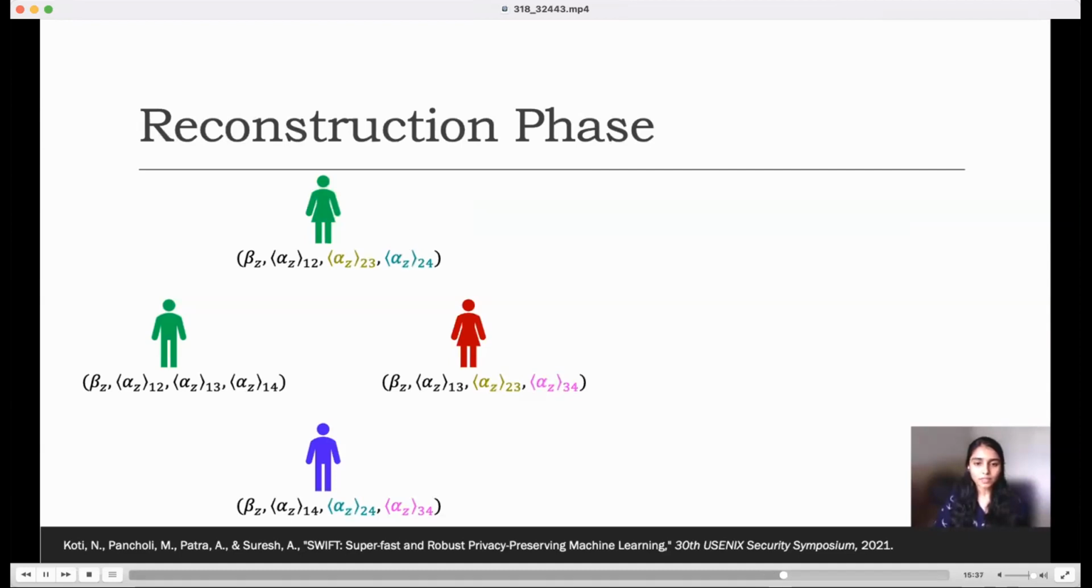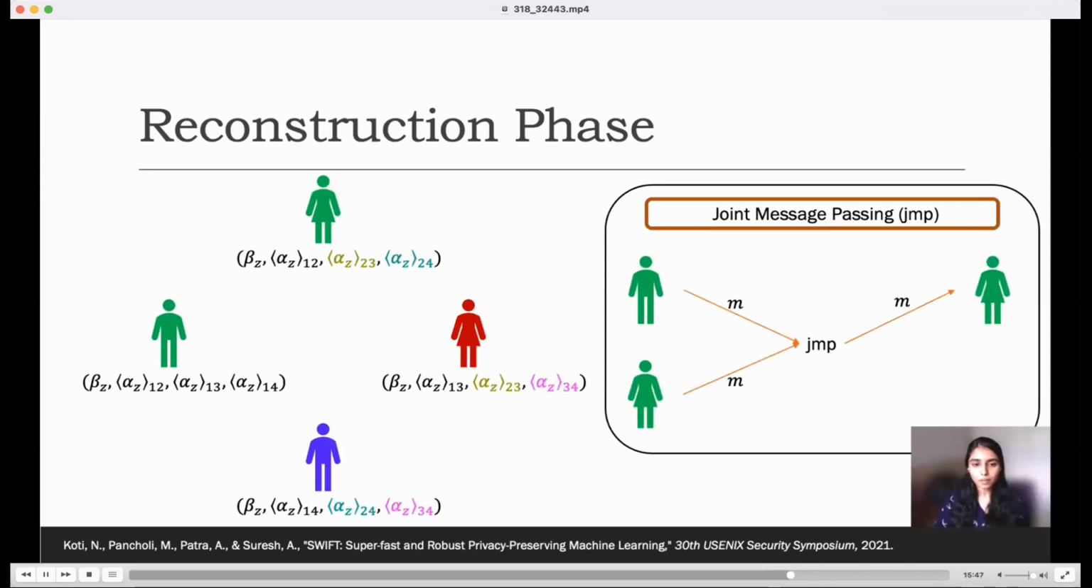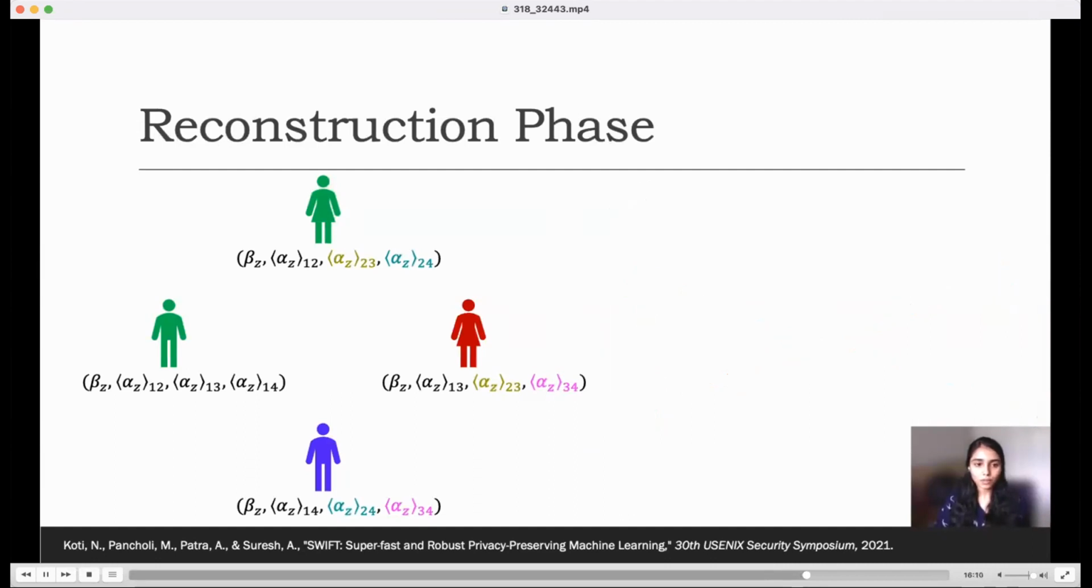Consider the case when one of these parties is malicious. It can send an incorrect value to P1 and P1 wouldn't be able to identify the correct value out of these two. For this, we use a primitive called the joint message passing or jump primitive defined in the work of Choudhury et al. This primitive allows two parties holding a common message to send the message to one or two other parties in such a way that either the send is successful and the parties receive the common message, or a dispute pair is identified. So the way we approach our reconstruction is as follows.